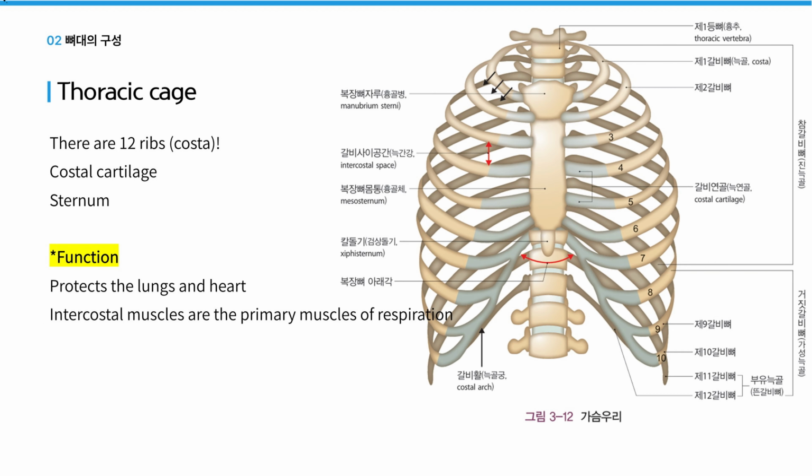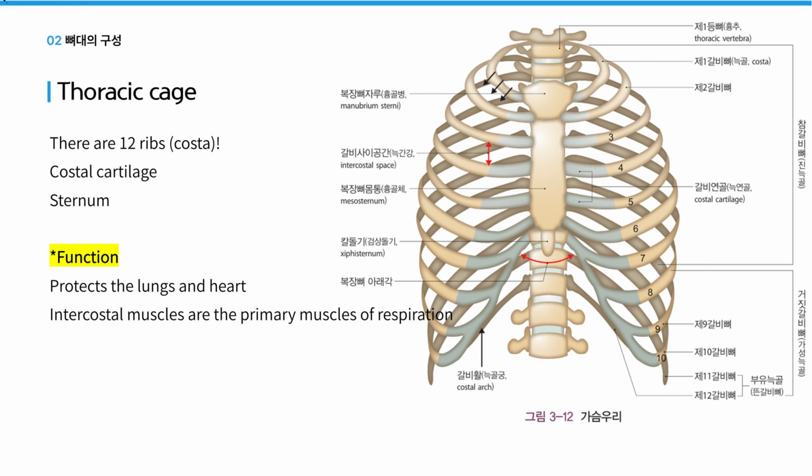Next is the thoracic cage, or rib cage. Remember this number, 12 pairs of ribs, or costae. Toward the front, each rib connects through a strip of cartilage called costal cartilage, and at the center of the chest, connecting the ribs, is the sternum, or breastbone.